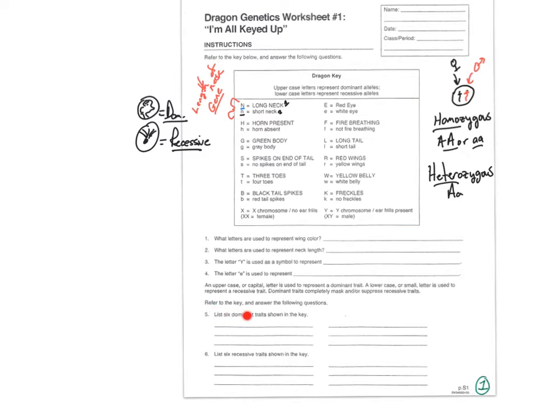All right, so refer to the key to answer the following questions. List 6 dominant traits shown in the key. Find 6 dominant traits here. List 6 recessive traits shown in the key. Find 6 recessive traits. That's all you had to do with this first sheet, first page.